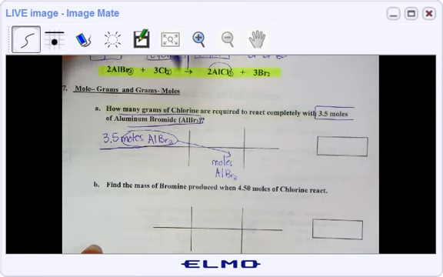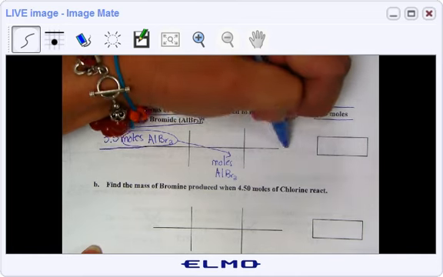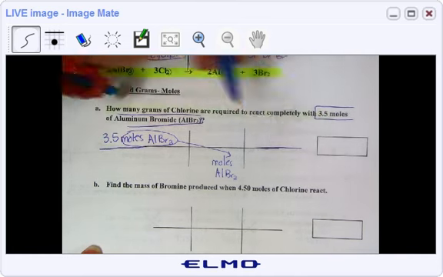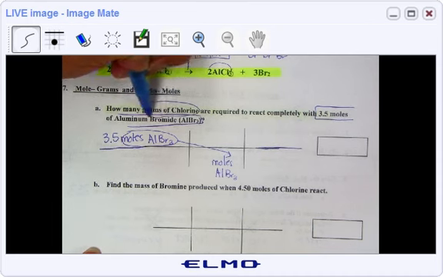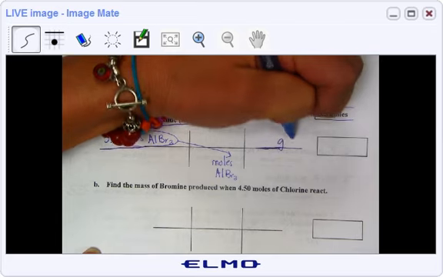Okay. Whatever you are looking for is going to go in the top right-hand box. Okay, so this is my top right-hand box. I'm going to read the question. How many grams of chlorine? That's what I'm looking for. Grams of chlorine.